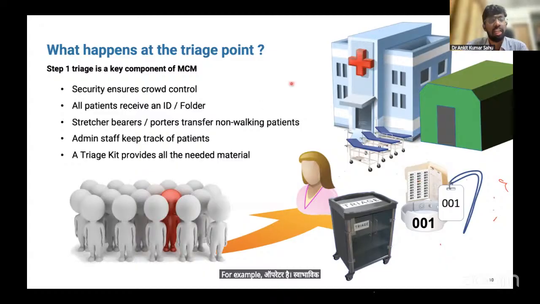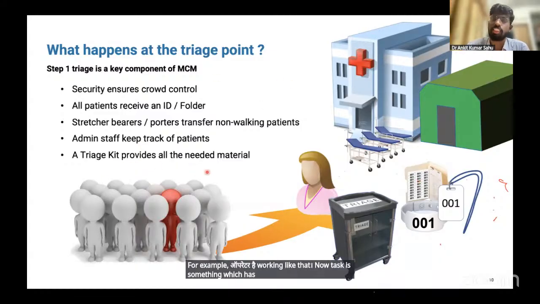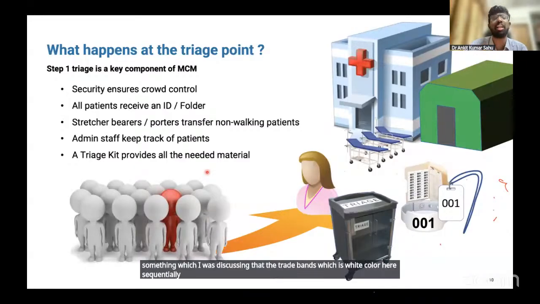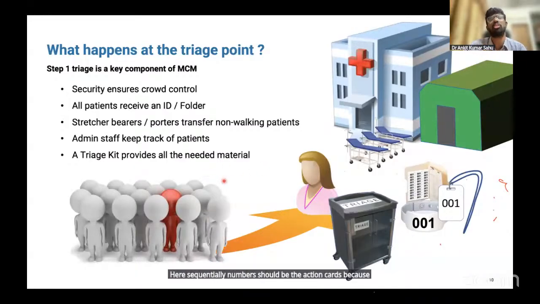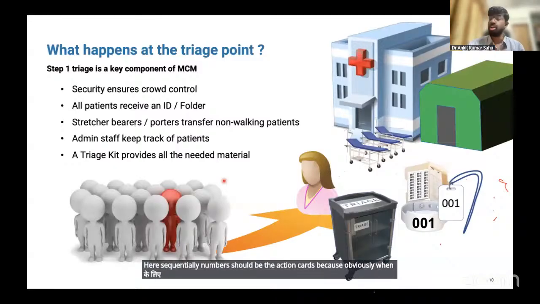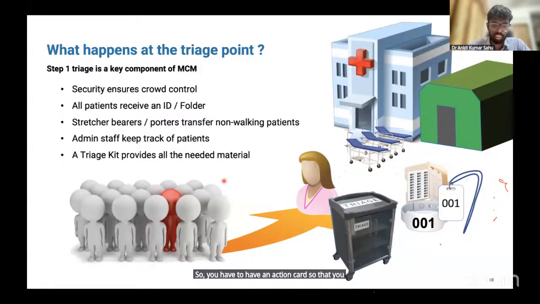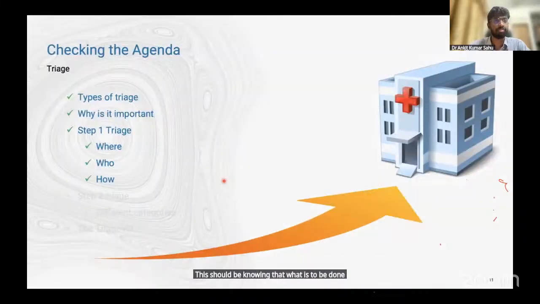Now, the triage kit is something which I was discussing. The triage bands, which are white color here, should have sequential numbers. There should also be action cards, because obviously when a mass casualty incident or MCI is activated, no one is pretty sure what is to be done. So you have to have an action card so that you can send a triage officer outside and they should be knowing what is to be done.